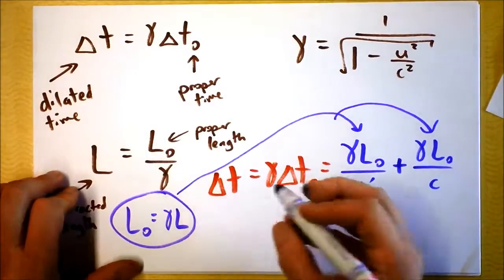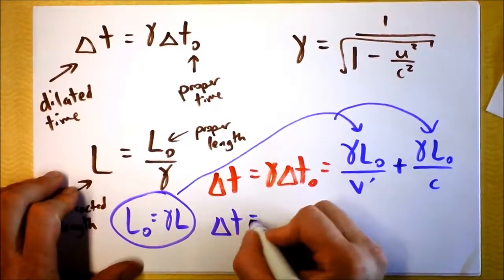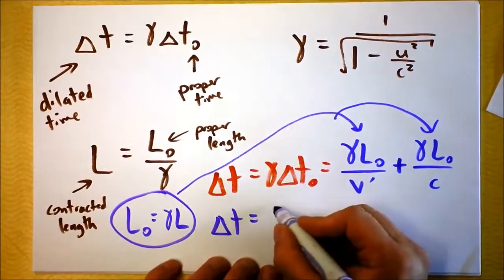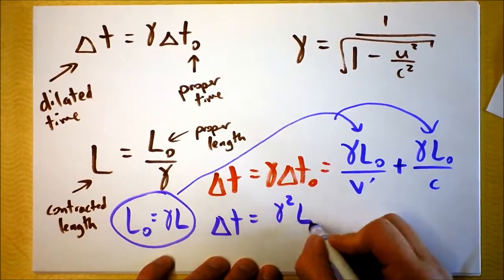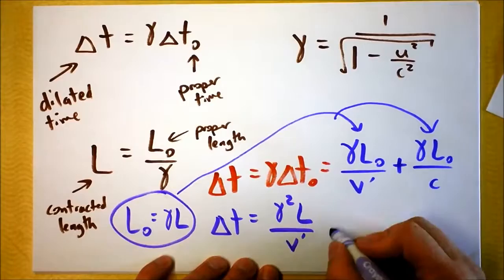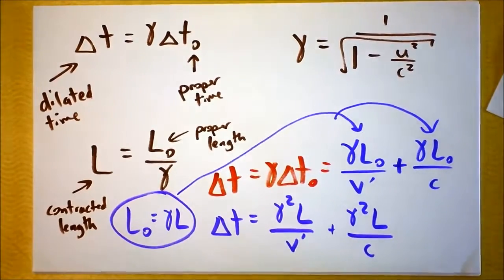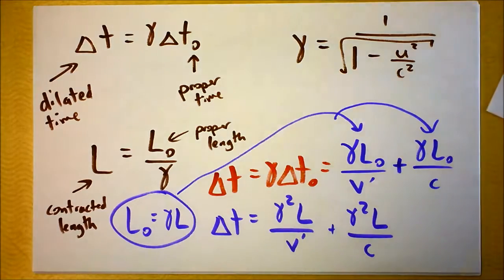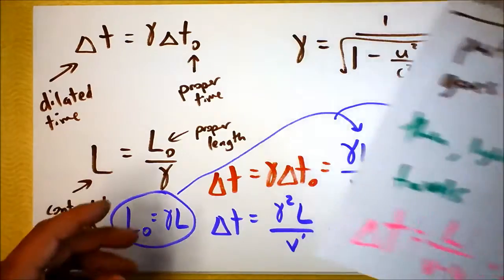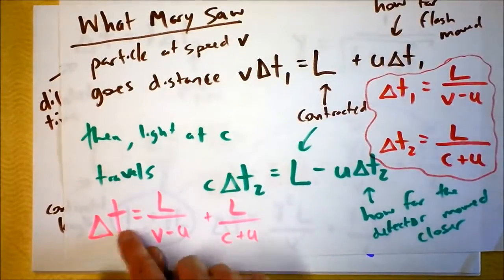This is interesting because then it tells us that delta T is in fact, watch this, gamma square L over V prime plus gamma square L over C. That is the amount of time that Mary perceives happening during a tick. But we also know that the amount of time that Mary perceives happening during a tick is, wait for it, I know I wrote it somewhere, this time right here. This is delta t.